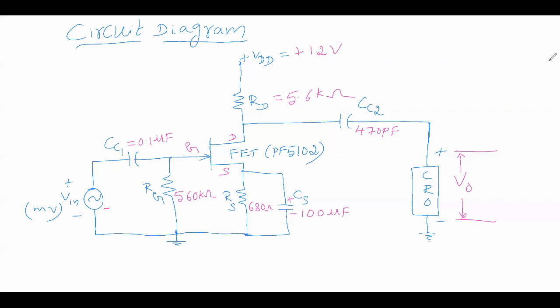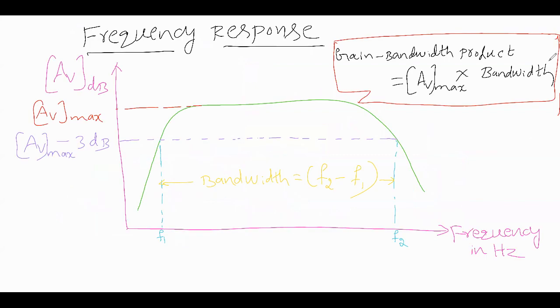Hence, it is used. And RS and CS provide stability for the output current. Otherwise, the stability of the output current would be lost. Hence, RS and CS are used. And RG is a large value resistor, used for biasing the transistor with the required voltage and current. Next, we can see the frequency response here.